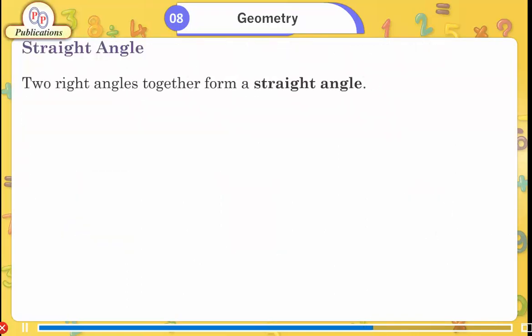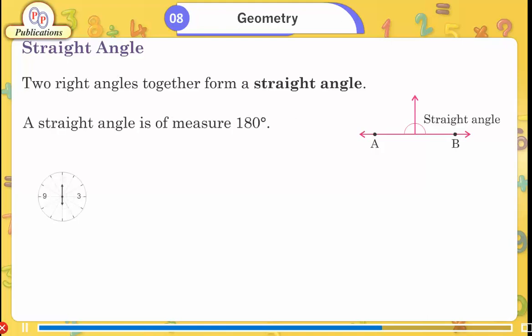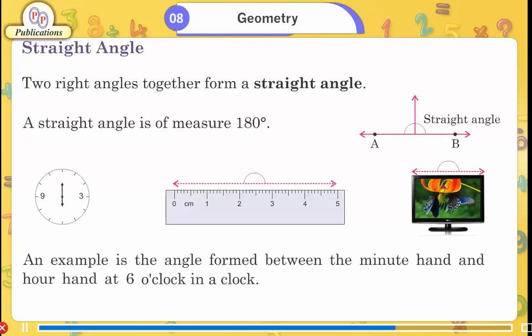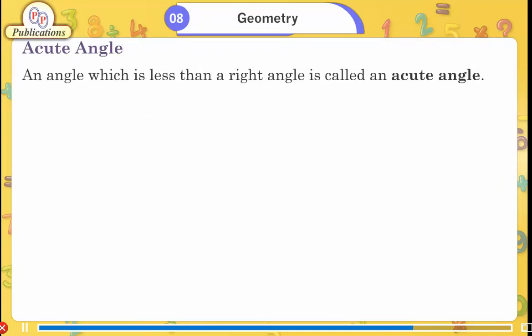Straight angle. Two right angles together form a straight angle. A straight angle is of measure 180 degrees. Straight angle AB. An example is the angle formed between the minute hand and hour hand at 6 o'clock in a clock. Acute angle. An angle which is less than a right angle is called an acute angle.